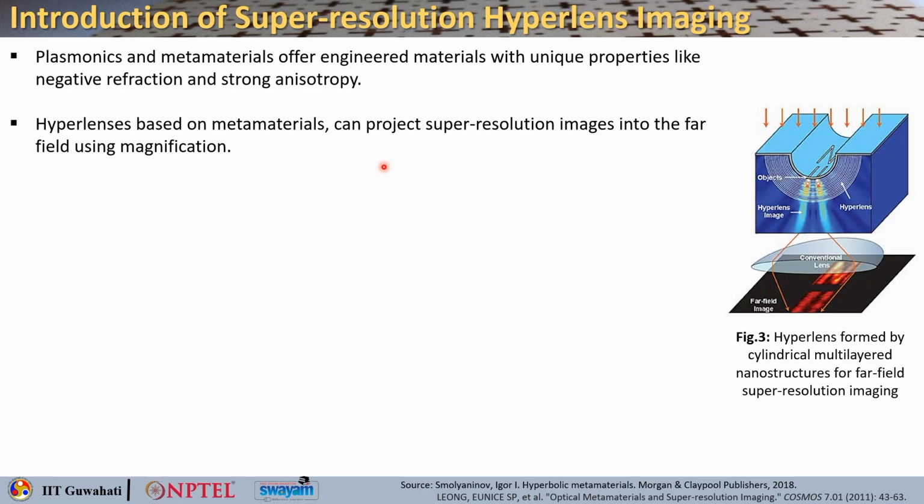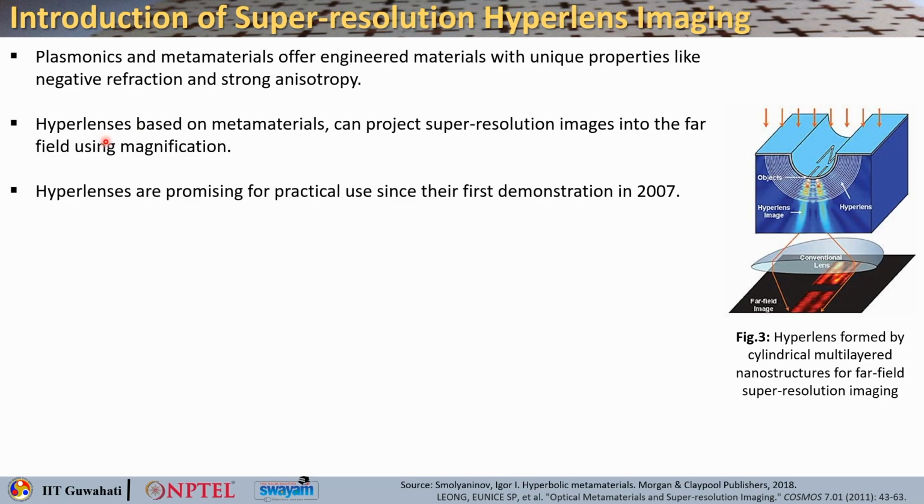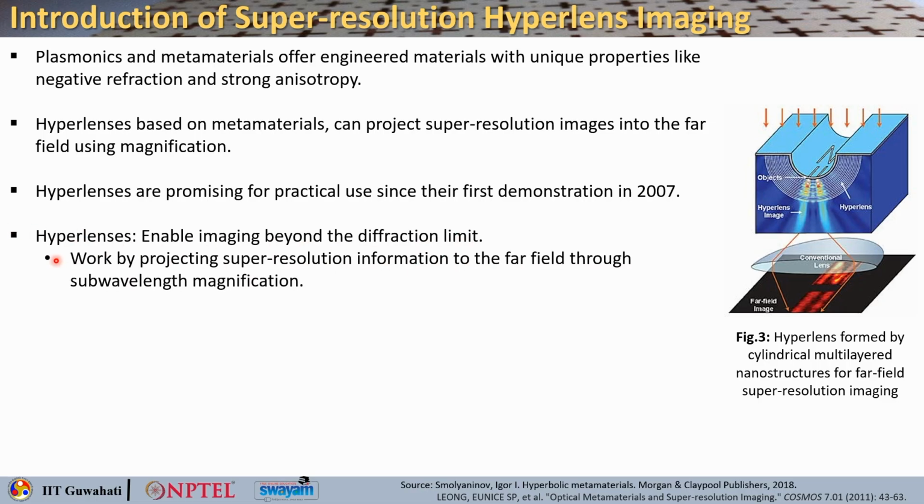And if you make hyperlenses based on metamaterials, they can project super resolution images into the far field using magnification. So, hyperlenses are basically promising for practical usage since their first demonstration in 2007, right. They enable imaging beyond the diffraction limit. Hyperlenses are basically made of hyperbolic metamaterials, right.